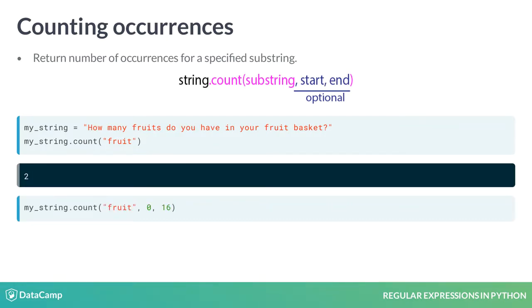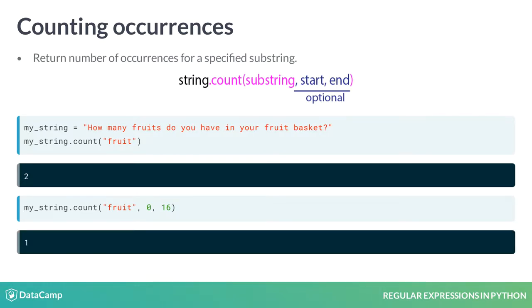Then, we limit the occurrences of fruit between character 0 and 15 of the string, as we can observe in the code. The method will return 1. Remember that starting position is inclusive, but ending is not.